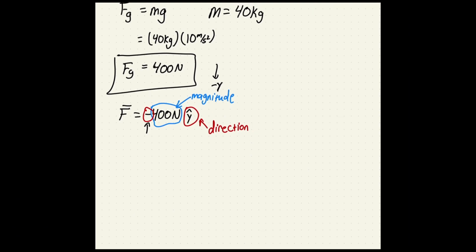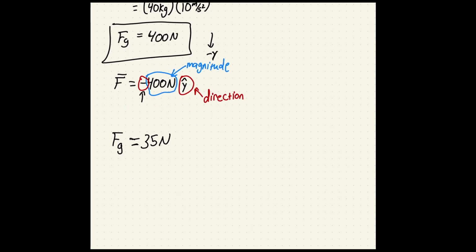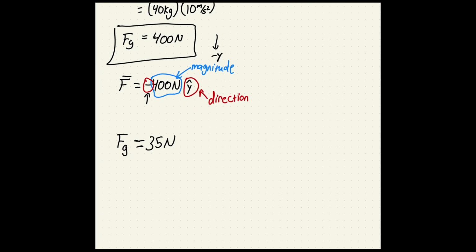Okay, let's do maybe one more, a little bit different. Let's say that we have a force of gravity and we measured it, and we got around 35 newtons. We hung this on a force probe, and the force probe read 35 newtons at a steady rate, so it's an unchanging 35 newtons. And we know that the force of gravity is equal to mass times g.